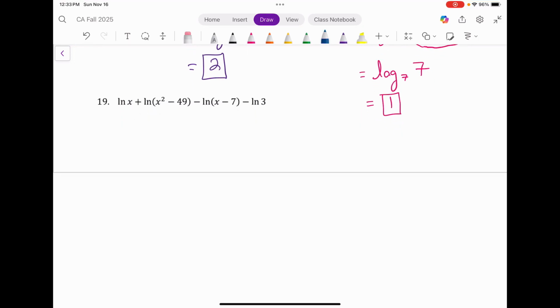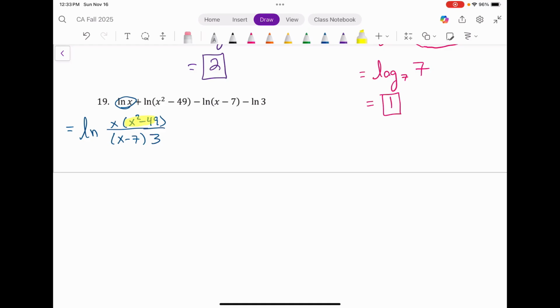We get 4 natural logs, so we can combine them. So we see minus in front of a couple of them, so we'll put a fraction here. So the first log is positive, so its argument x goes in the numerator. The next log is also positive, so x squared minus 49 goes in the numerator. The third log has a minus in front of it, so x minus 7 goes in the denominator, and that last log has a minus in front of it, so 3 goes in the denominator.